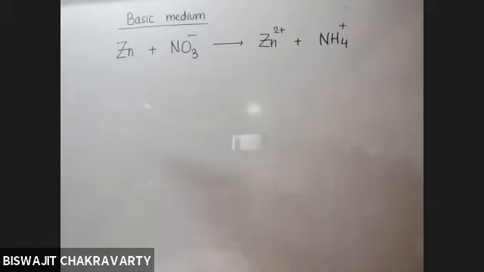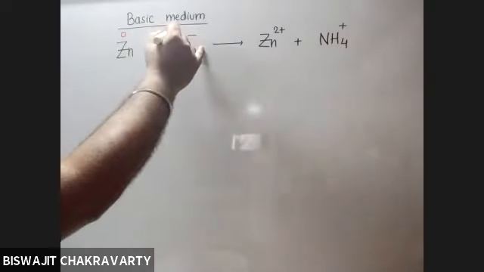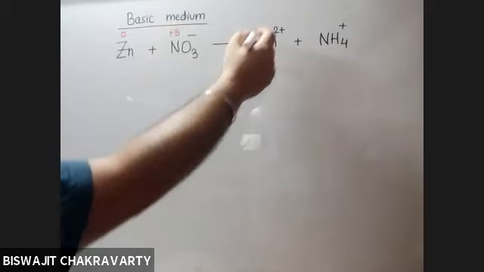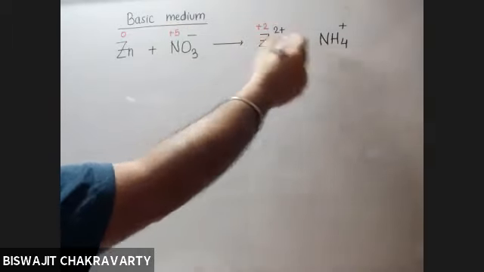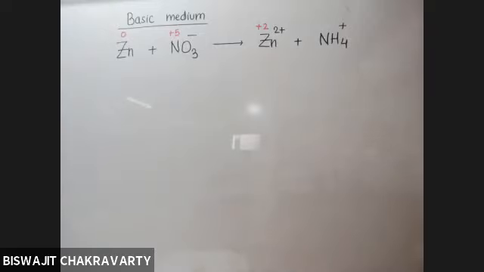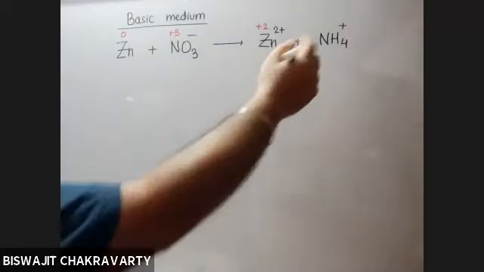Don't commit any mistake in writing the oxidation number. Zinc is 0. How much are you writing for nitrogen? +5. And that nitrogen? -3.